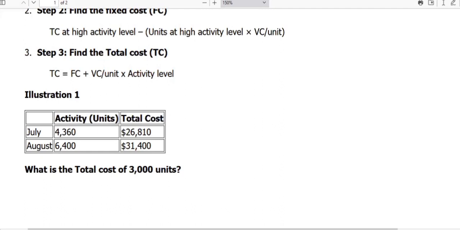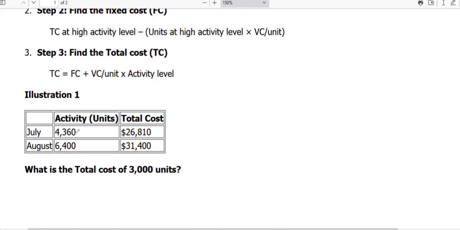Now here we only have data for two months, but of course you'll find in examination question papers that you'll be given different months where you have to select the month with the highest activity level and the month with the lowest activity level. However, in this case, we only have July and August, meaning that one month has the highest activity level and the other month has the lowest activity level. So we have this data. What is the total cost of 3,000 units? Let's see how to compute this.